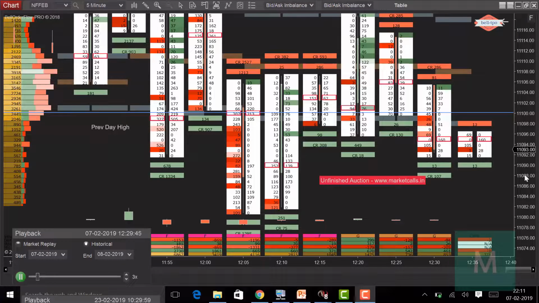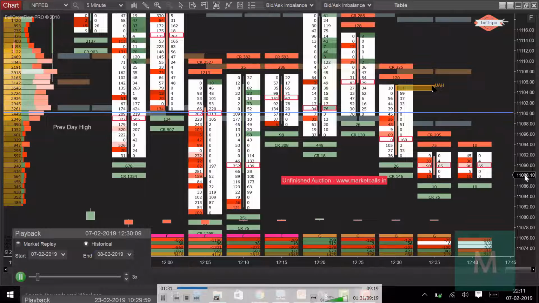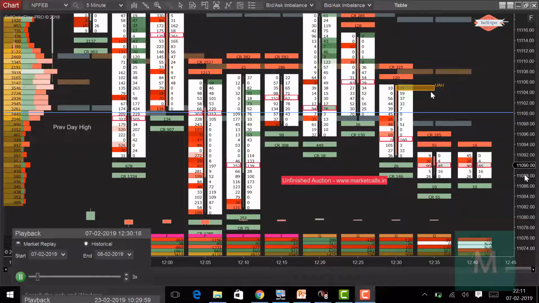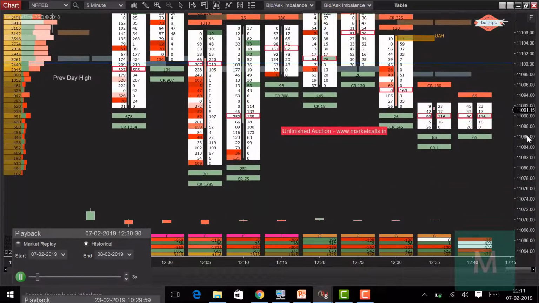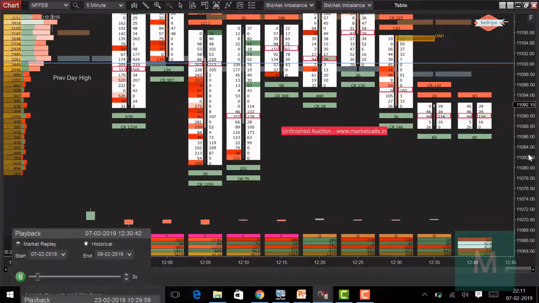So, you see the 12:30 candle where 10 and 11 are there. As of now on the screen there is no unfinished business. So you can see here the 10 and 11. Yes, it forms an unfinished auction, but only after the candle is complete. So after candle completion, there was one unfinished business. Now price starts going down. Price always revisits those levels.